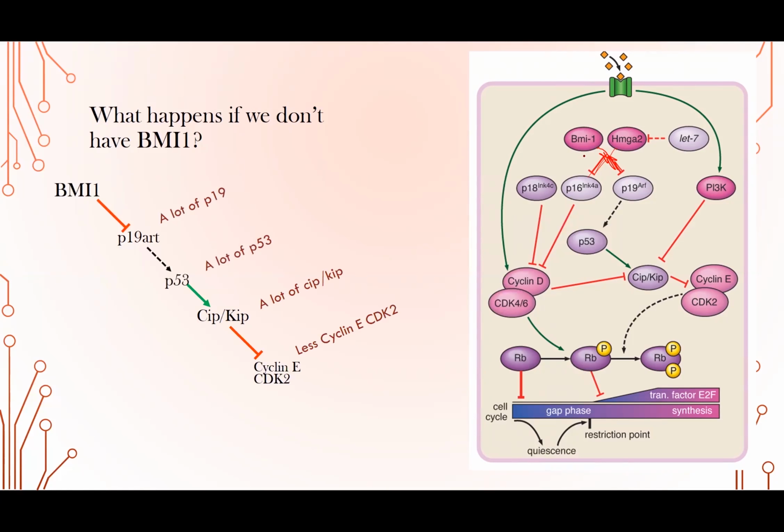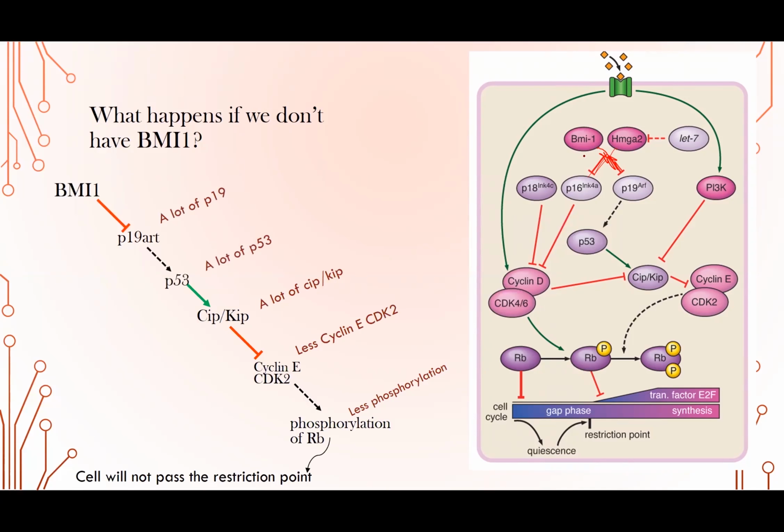And then cyclin E and CDK2 phosphorylate RB for the second time, allowing the cell cycle to continue. But since we don't have enough cyclin E or CDK2, they are not able to phosphorylate RB for the second time. So we have less phosphorylation, which means that the cell will not pass the restriction point.